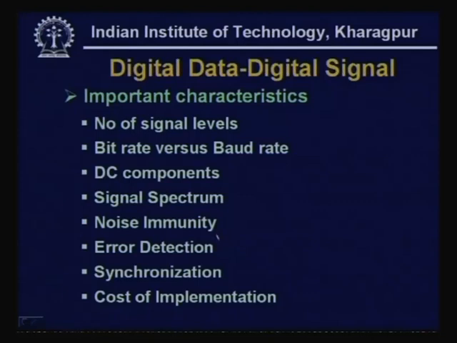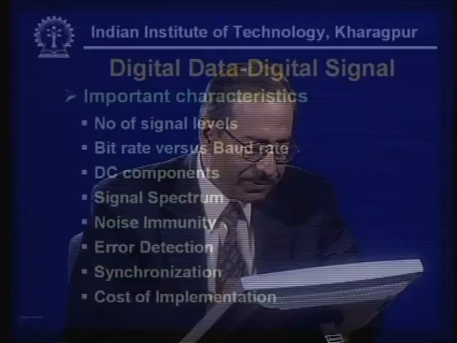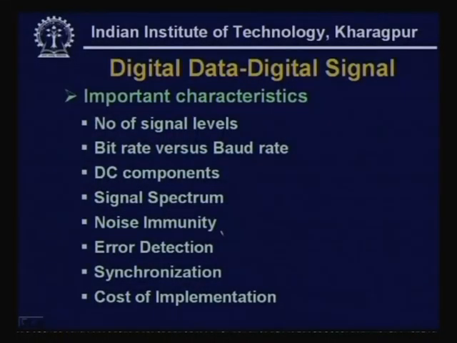Then noise immunity: whether the encoding that we do has higher noise immunity or not. As we have seen, some of the transmission media have inherent noises, which we have already discussed in the transmission impairment lecture. There we have seen that in the presence of noise we have to transmit the signal, and obviously if the encoding is done such that it has higher noise immunity, it will be beneficial.